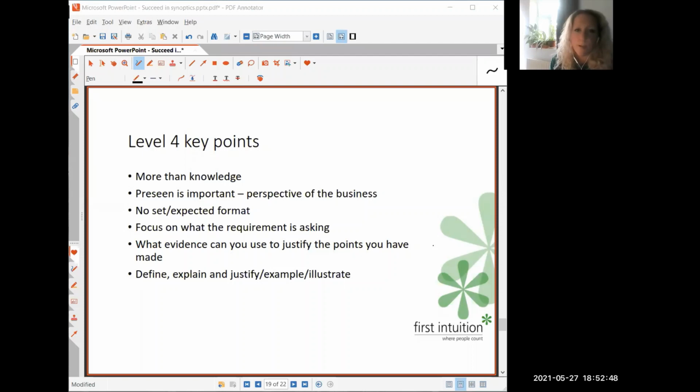And do what the verb asks. Define, explain, justify, provide examples, illustrate, use some numbers from the question to illustrate your points. Recommends, whatever it might be, do what it asks.